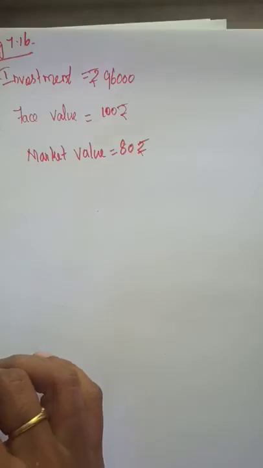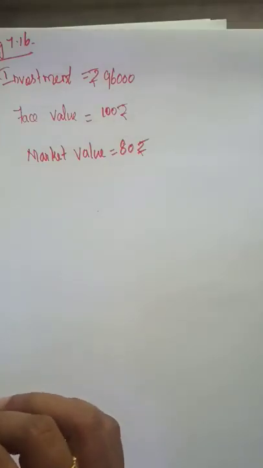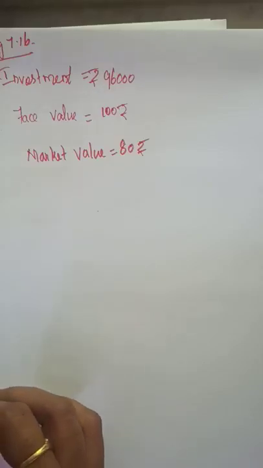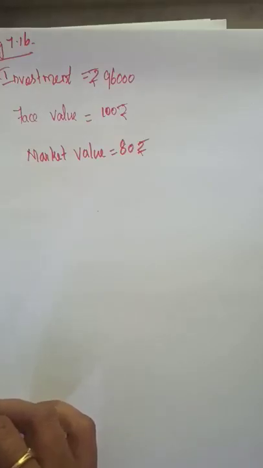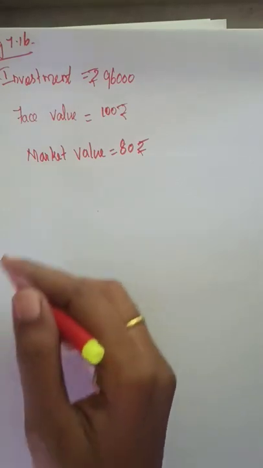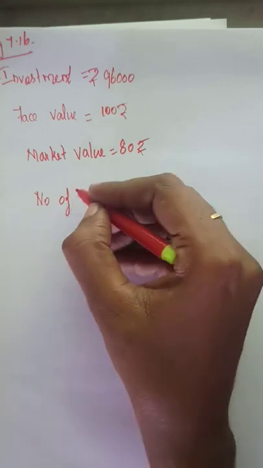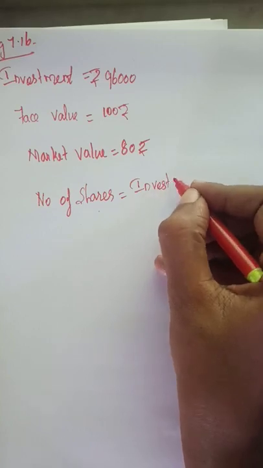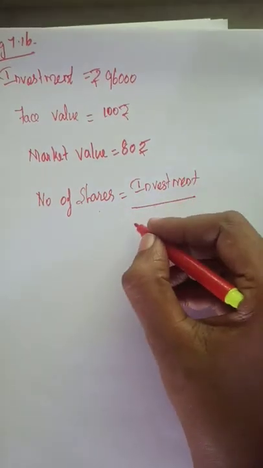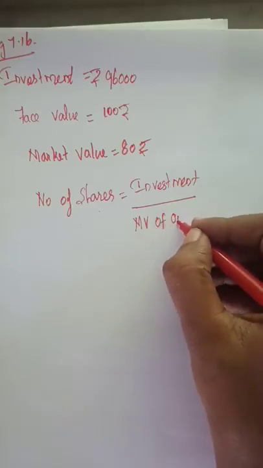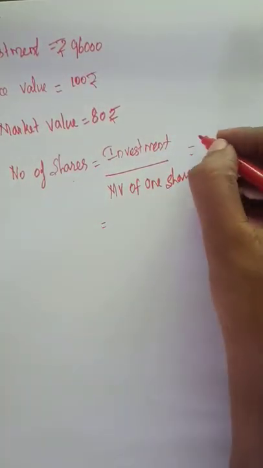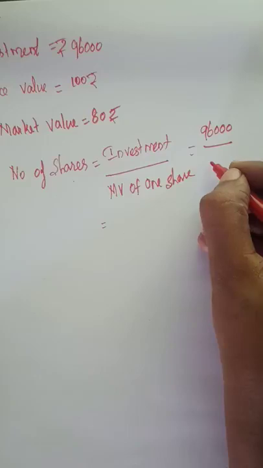So for the number of shares bought, we have learned the formula. What's the formula? Investment divided by market value of a share. Now you remember the useful results, the last one, that I have taught you. What's the formula for number of shares? Number of shares is equal to investment divided by market value of one share. Just substitute here: that's equal to 96,000 divided by 80.